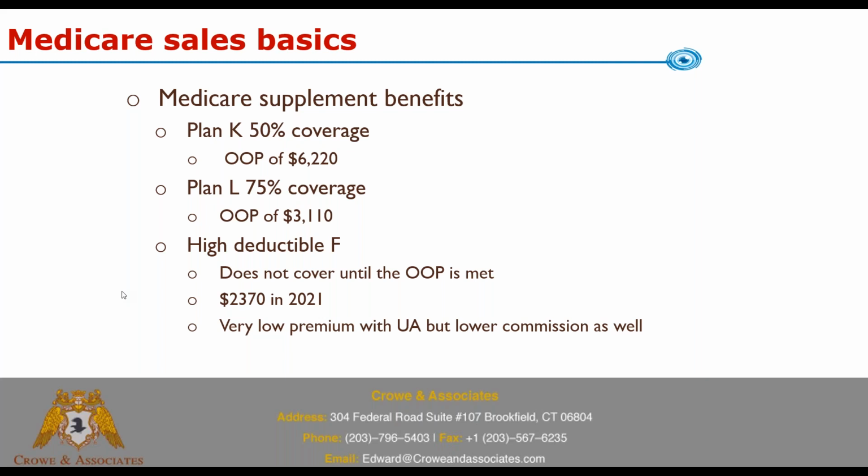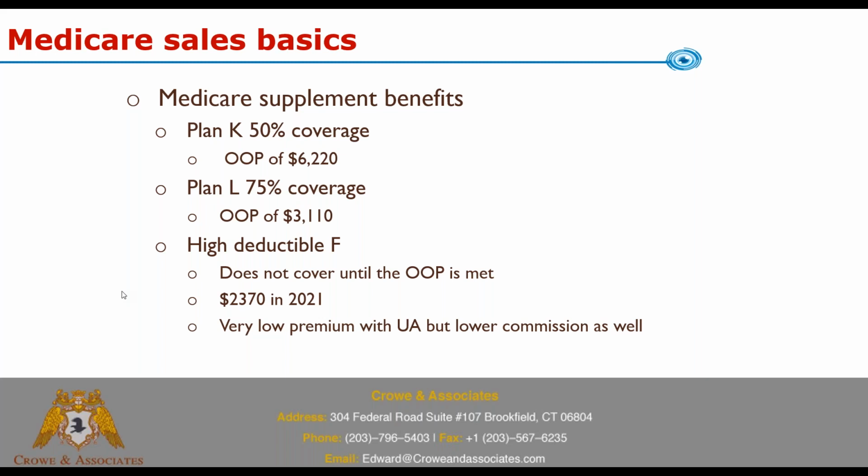And then high deductible F and G. I should have put G on there too, because remember, Plan F is only available to people who were eligible for Medicare prior to 1/1/2020. High G works basically the same. What these plans say is, you go on our high deductible Plan F or G, you pay whatever the Medicare cost share is. We don't cover anything until you hit the out-of-pocket max, which on an F and G is $2,370 in 2021. So they pay the Medicare cost share. If they hit the $2,370, then they're covered in full for the rest of the year.